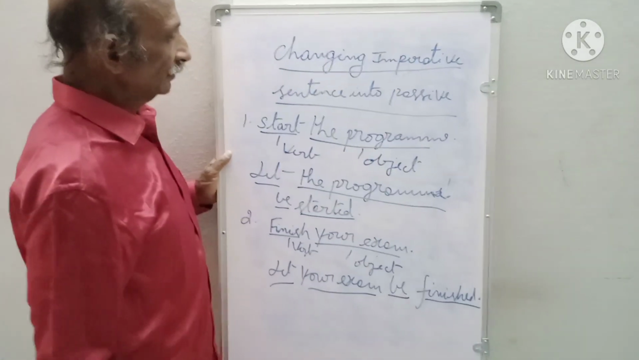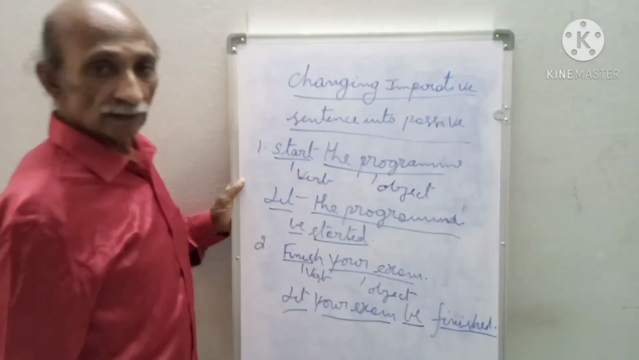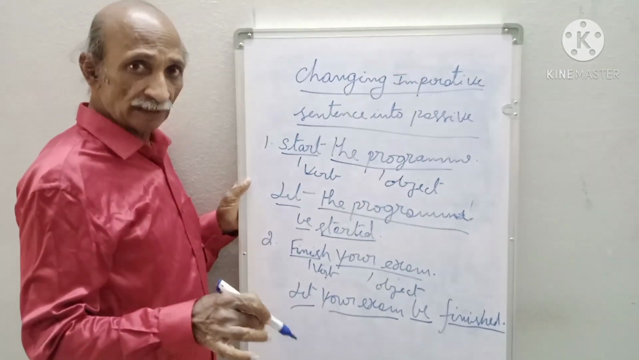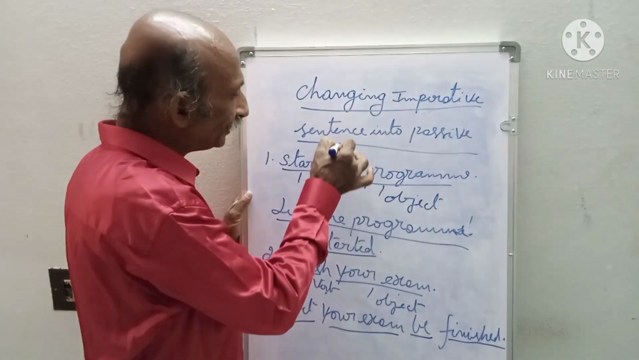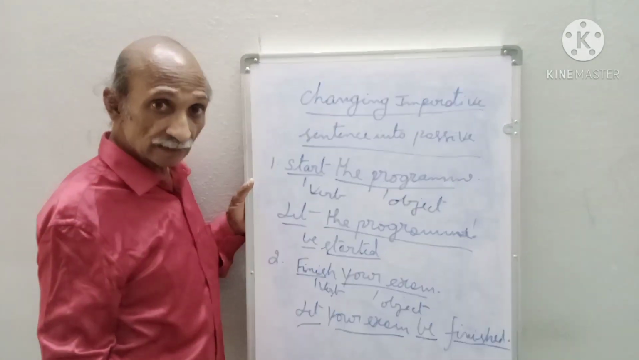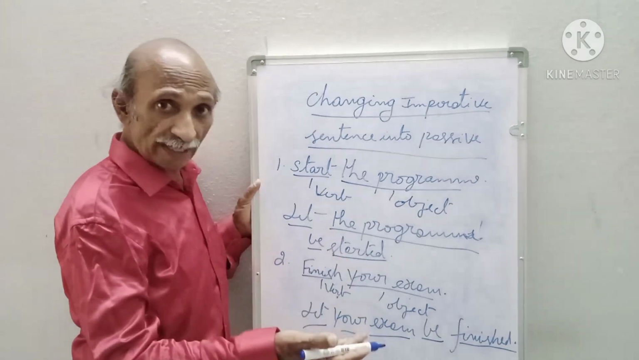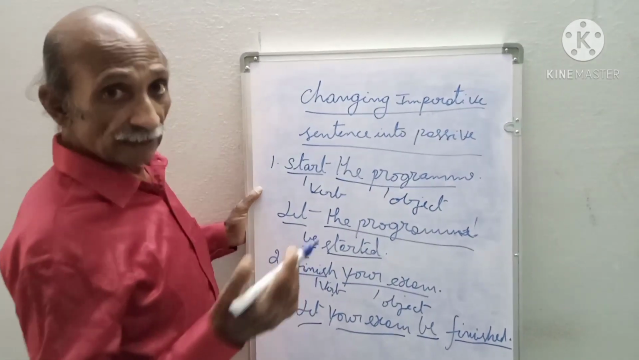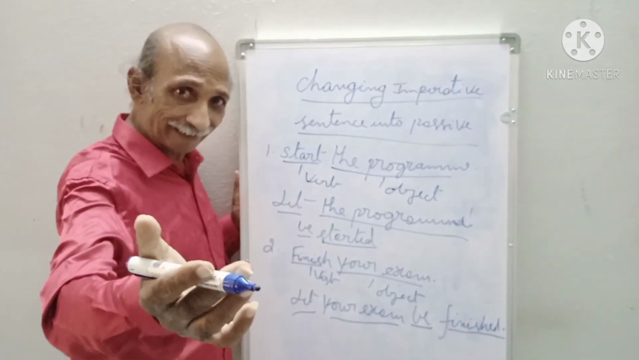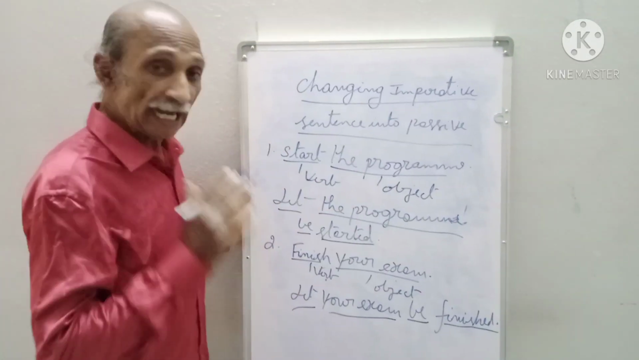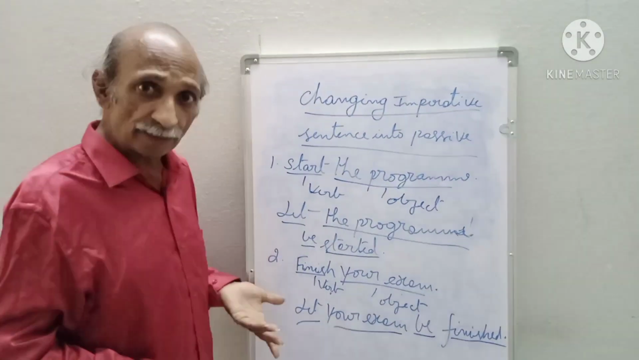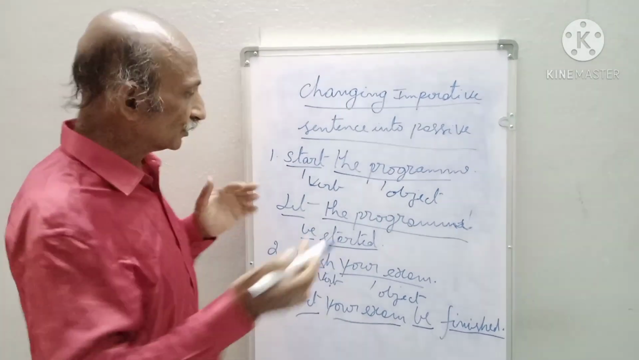My dear students, take a look at the board now. Till now, I showed you how to change assertive sentence into passive. Now I am going to show you how to change imperative into passive. What is imperative sentence? An imperative sentence can be an order, request, advice or suggestion. It can be anything. Now the question is, when we generally use imperative sentences, when I am talking to you directly, in every sentence I need not say, I am telling you, I am talking to you like that. Without using the subject, I can speak the sentences. Start the program.